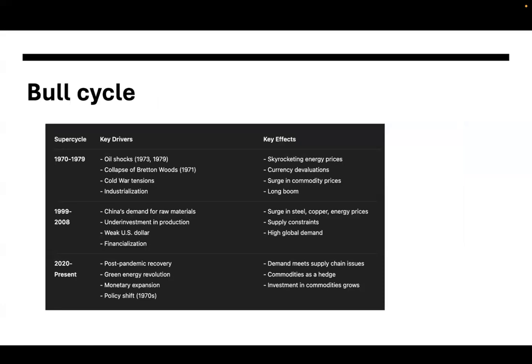Like the last three bull cycles, if you see, 1970 to 79, the bull cycle happened because of the oil price shocks. And then there were Cold War tensions, industrialization, and so on. The energy prices went up, and gold also went through a huge upcycle. There was stagflation during this time. Stagflation is when your inflation is up, but your economy is down. Then there were currency devaluations. So it was a 10-year period of a huge bull cycle.